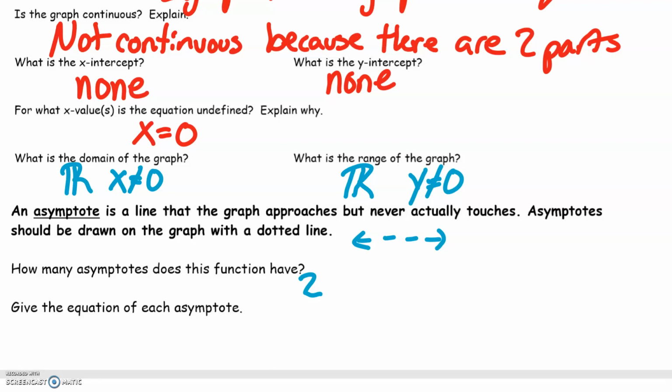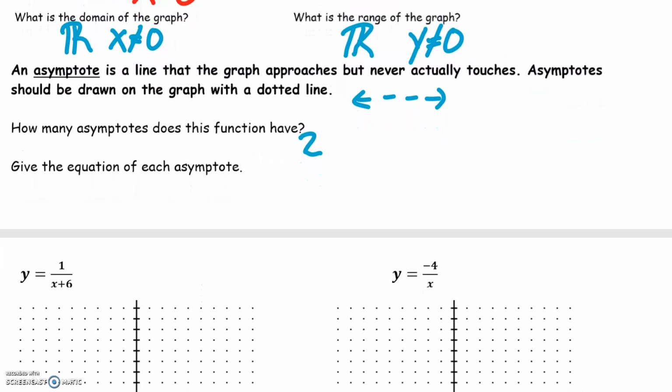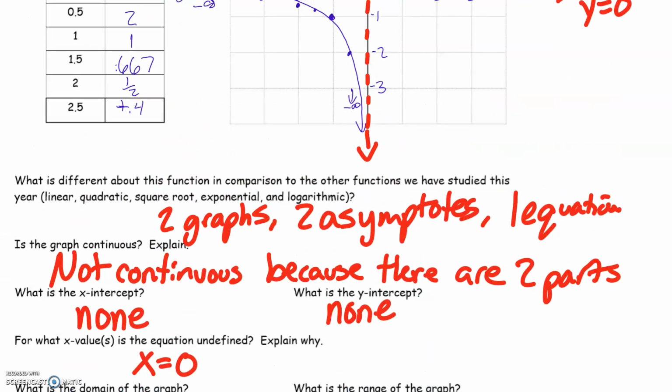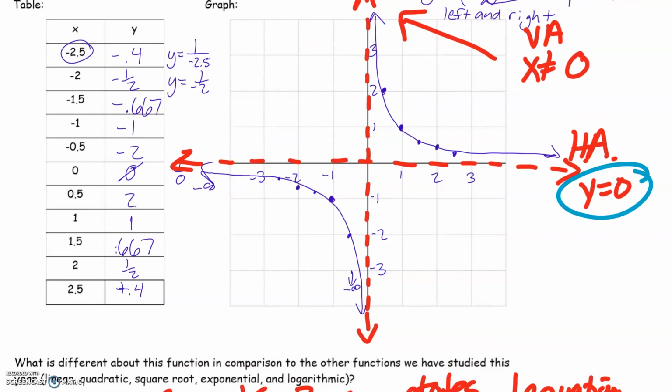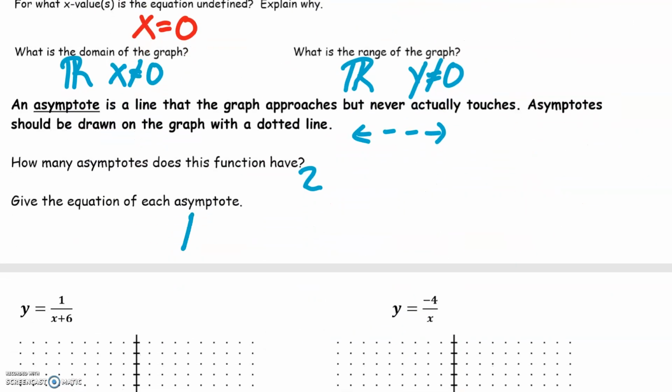Okay, give an equation of each asymptote. Whoops, I read that wrong. So the asymptotes we're looking at, we already wrote them here. Our vertical asymptote, the one that goes up and down, would just be x equals 0.